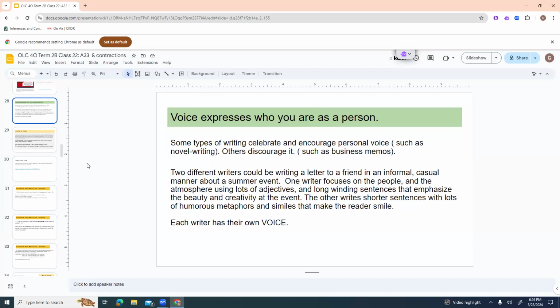So two different writers could be writing a letter to a friend in an informal, casual manner about a summer event. So their tone may be the same. One writer really focuses on the people and the atmosphere using lots of adjectives and long, winding sentences that emphasize the beauty and creativity at the event. The other writes shorter sentences with lots of humorous metaphors and similes that make the reader smile. Those are often our expressions of the writer's voice. If you can literally picture the person who would be saying those things, that writer has done a good job of showing you their voice.